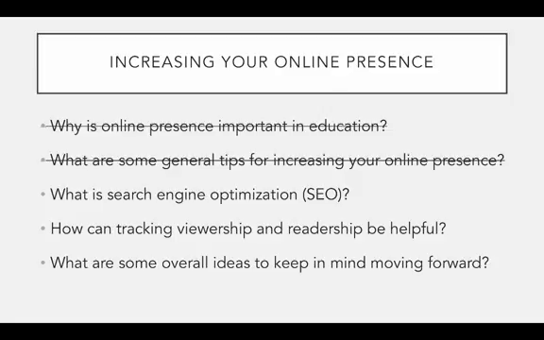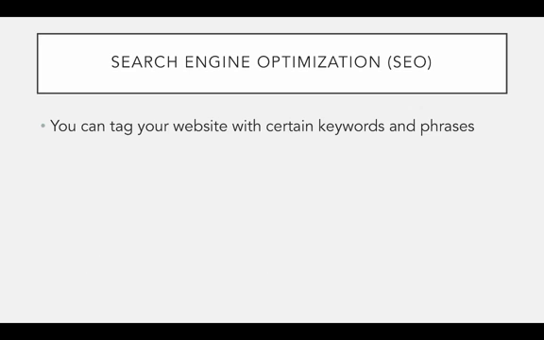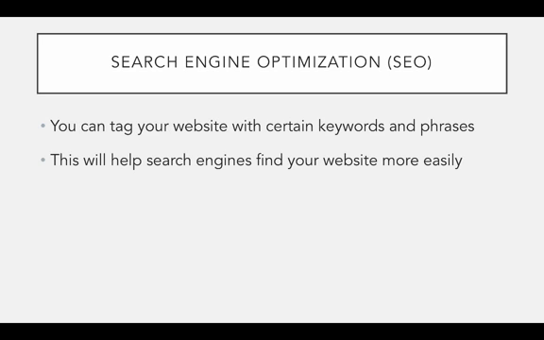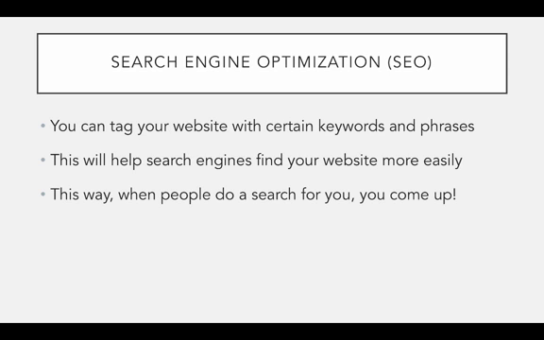All right, so we've covered those first two things, some general tips and why it's important. Now let's get a little more specific, and I'll show you some examples here. So first up, search engine optimization, or maybe you've seen SEO, that abbreviation, before. This is a way where you can tag your website or your ePortfolio with certain keywords and phrases. And you can use this to help search engines find your website more easily. So that way, when people do a search for you, you actually come up and you're at the top of the list instead of way back on page 30 of Google where no one ever looks. And so what you should do is think of these keywords as search terms. So when someone types something into Google and you want yourself to come up, what are those keywords? What are those search terms?